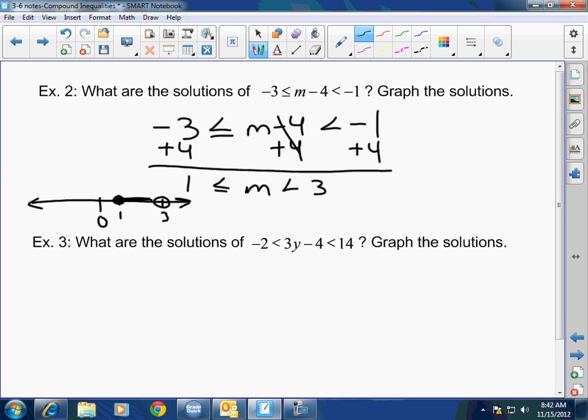Now you know how to read this. M is greater than or equal to 1 and less than 3. Does that make sense, gentlemen? Okay. How about down here for number 3?